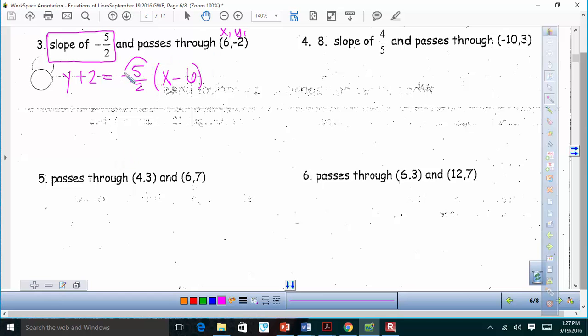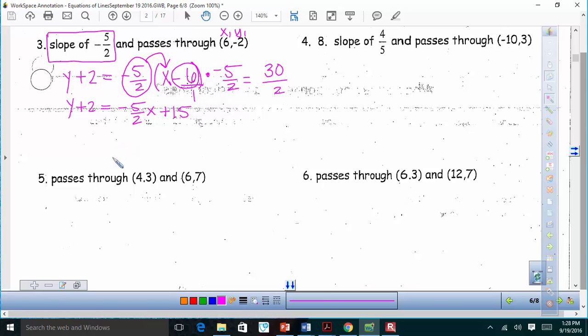So I'm going to take negative 5/2 and multiply it by x. So I'm going to bring down y plus 2 equals negative 5/2x. Okay, now I've got to multiply negative 6 times negative 5/2. So I'm going to take this negative 6 and make it a 1. What's a negative 6 times a negative 5? A positive 30. Okay, and 1 times 2 is 2. So what would that reduce to? 15. So this would actually be plus 15.